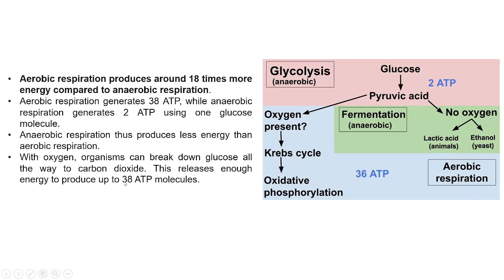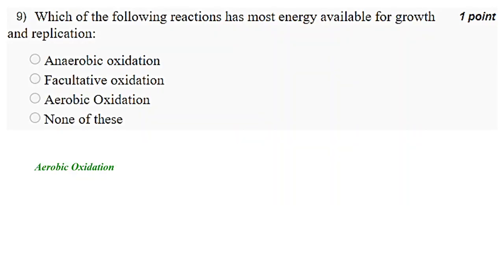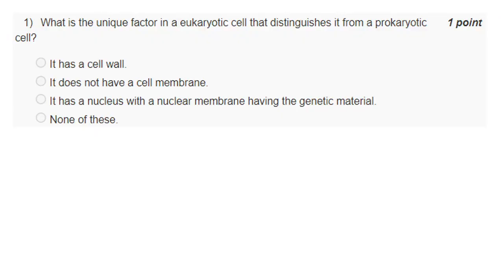And with oxygen obviously, in case of aerobic there's oxygen in the atmosphere. So with oxygen, organisms can easily break down glucose all the way to carbon dioxide. They go through glycolysis, then they move to the Krebs cycle, then they move to the oxidative phosphorylation, and the entire process releases 38 ATP molecules. The 36 I think are made inside the mitochondria. 2 ATP molecules are probably made outside the mitochondria. We'll have to check that, but total 38 ATP molecules are produced, which is much more than anaerobic oxidation. So that's the reason why aerobic oxidation will have produced more energy available for growth and replication. So moving on to the next question.